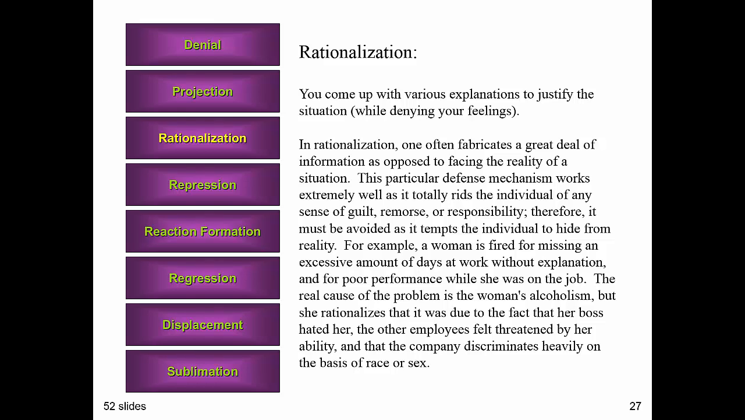Now, I've passed 15 minutes here, so I'm going to stop and pick it back up again in the next Freud lecture.